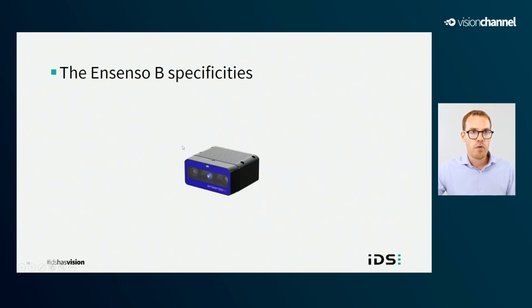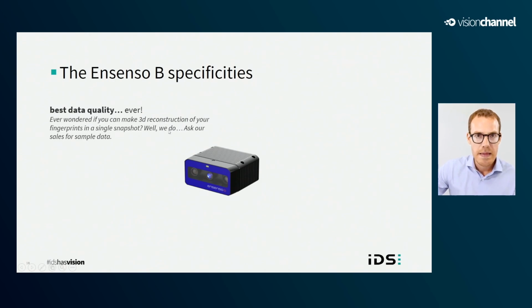Now, just before we go to the demonstration, where you will understand what makes the Nsenso B unique and how to achieve a full-featured 360 degree point cloud, a quick recap of what makes the Nsenso B unique. Best data quality ever. Because the Nsenso B comes with 5 megapixel sensors and is optimized for the close working range, you can achieve unmatched data quality.